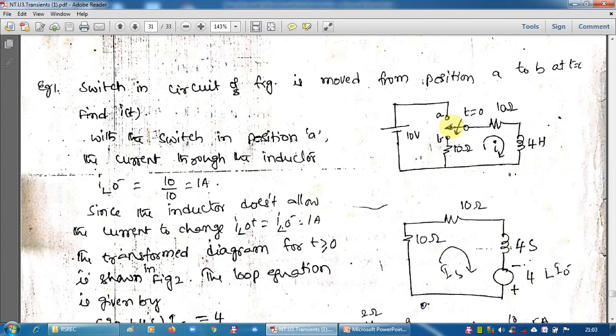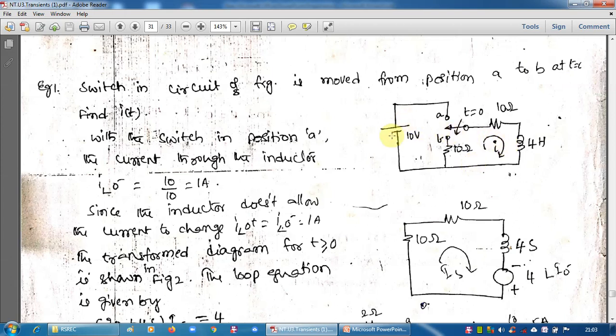At t equal to 0, the switch is moved to position B. After that, what is the current in this circuit, that we have to determine. So for that we found the initial value before this. Now the switch is moved to this position. This position means the circuit is only this. This voltage source part is disconnected, only this. Now whatever energy is stored in this inductor will be discharged to these 2 resistors. That will be the case.